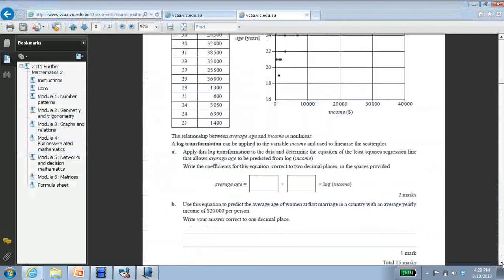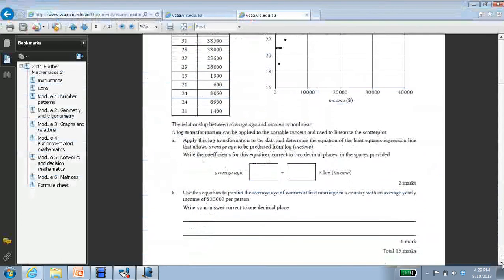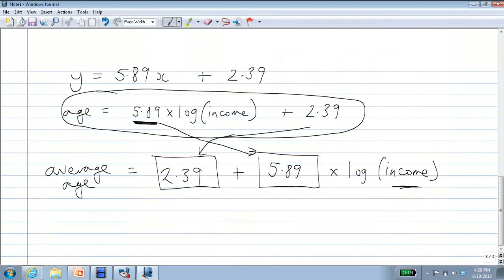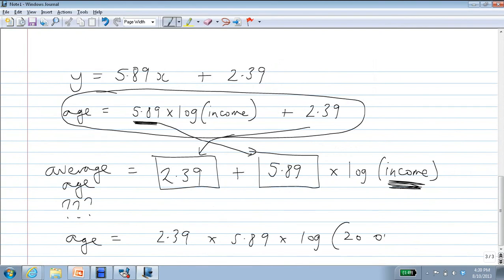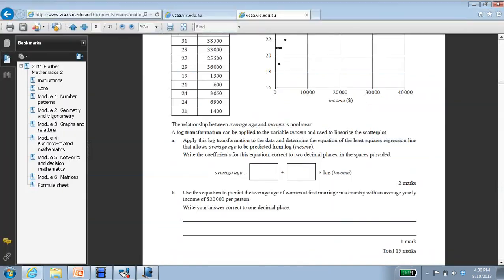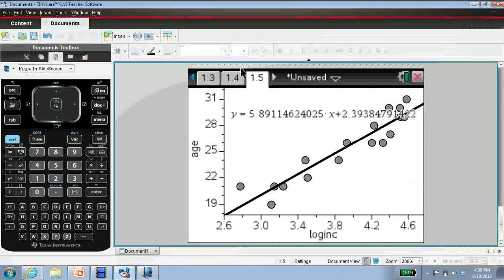Now, last question. Use this equation to predict the average age of women at first marriage in a country with an average yearly income of 20,000 per person. So if income is 20,000, what will age be? So we're going to sub 20,000 into here, and we're going to work this out on the calculator. So how do we do that? We'll go to a calculator screen.